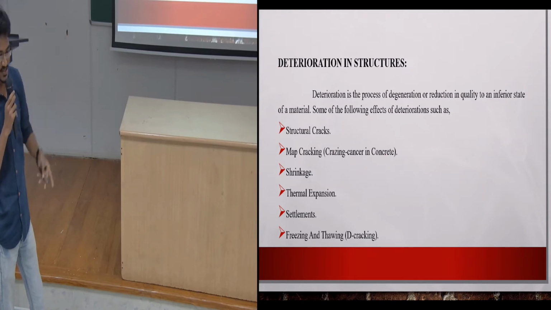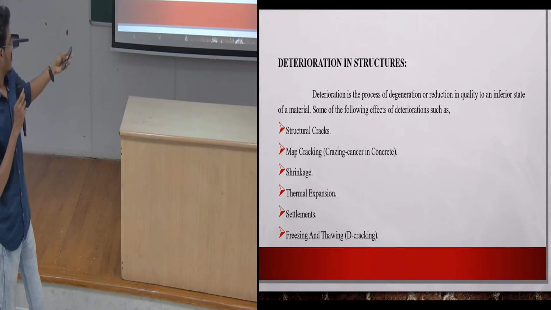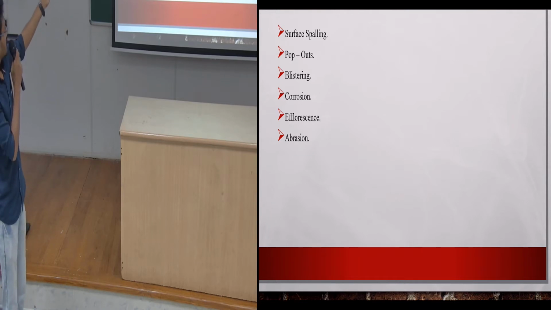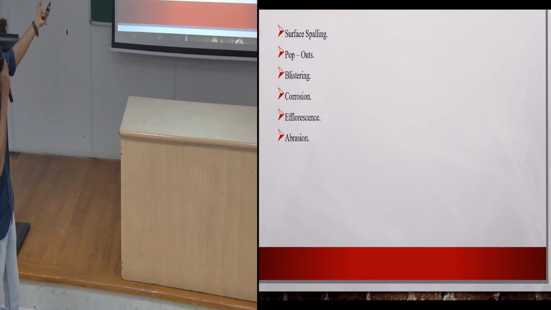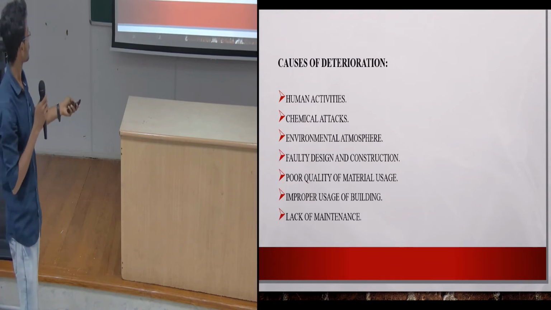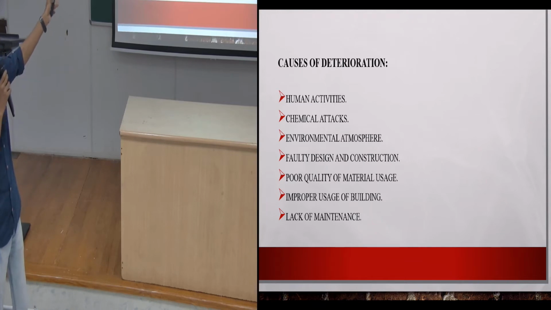Freezing-thawing generally occurs in cold countries, but in India it's very rare. These are some other deterioration: surface spalling, pop-up, blistering, corrosion, efflorescence, abrasion. These are the reasons for the deterioration.